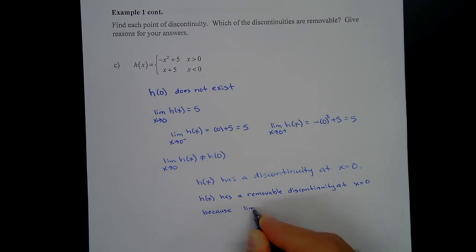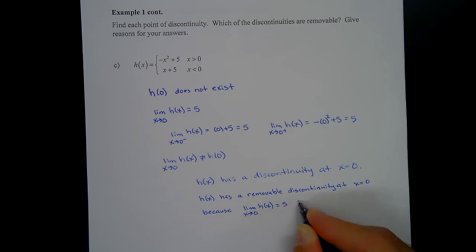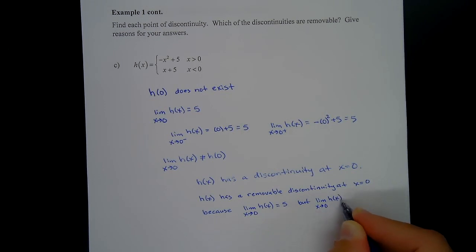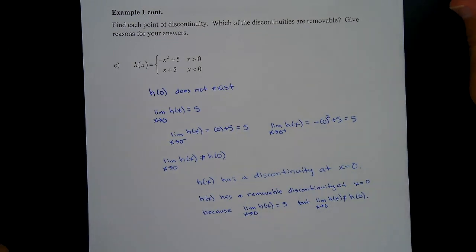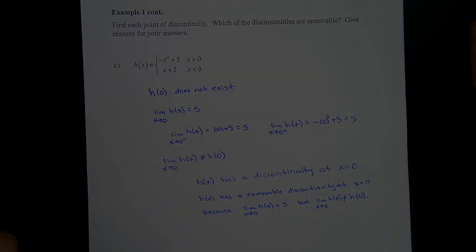the limit as x approaches 0 of h of x equals 5, but the limit as x approaches 0 of h of x does not equal h of 0. So it's because this limit exists, but the limit and the function are not equal to each other. That's a removable discontinuity when that happens. Okay, we have one more type of problem and then we'll be done.